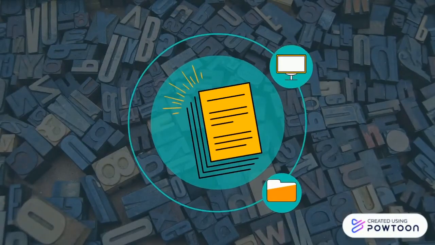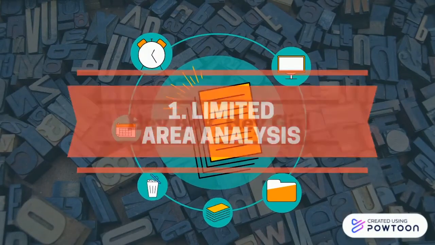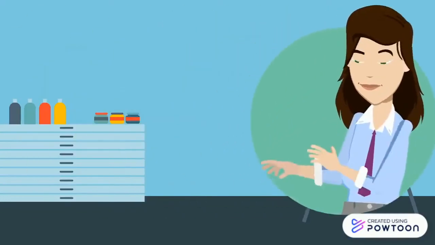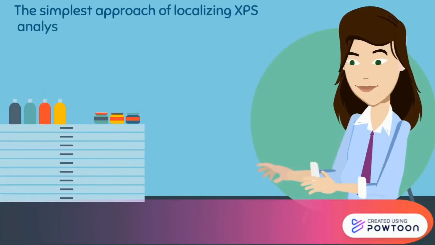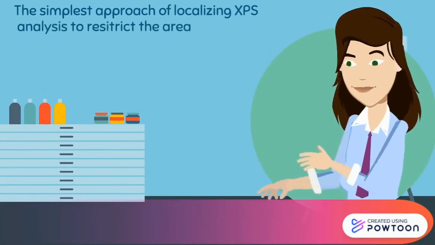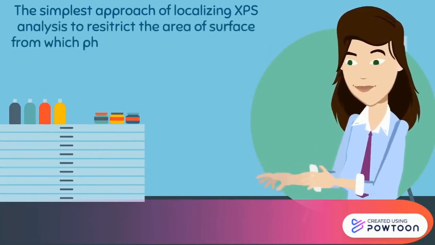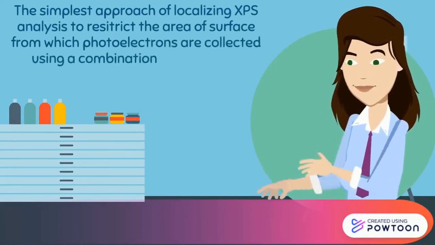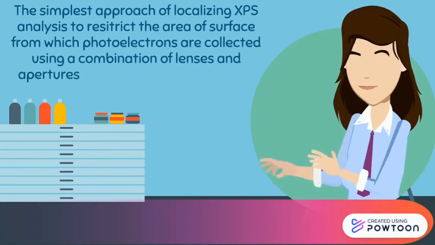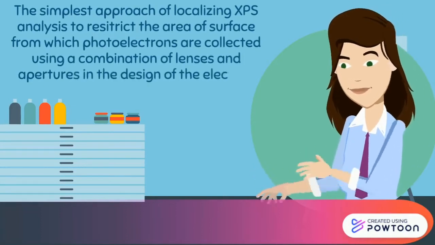First is the limited area analysis. This method is the simplest approach to localizing XPS analysis: to restrict the area of the surface from which photoelectrons are collected, using a combination of lenses and apertures in the design of the electron energy analyzer.